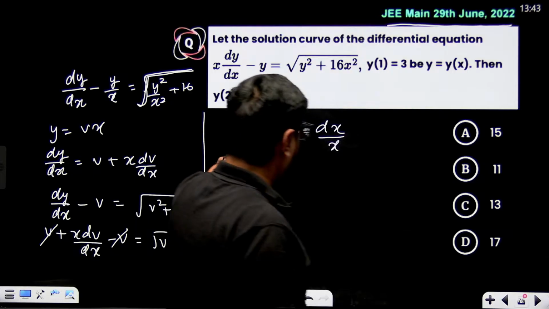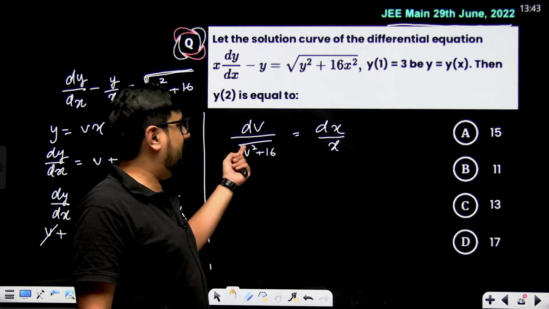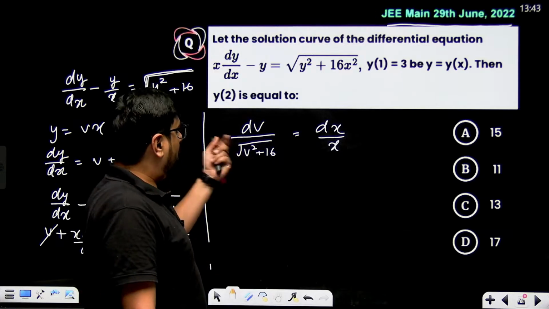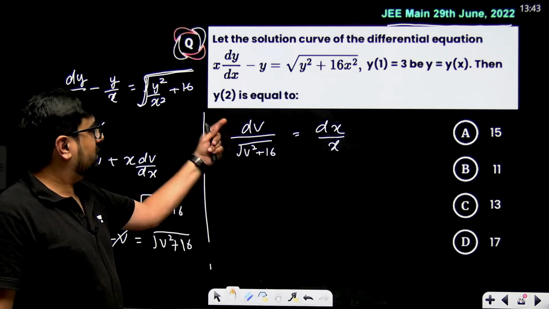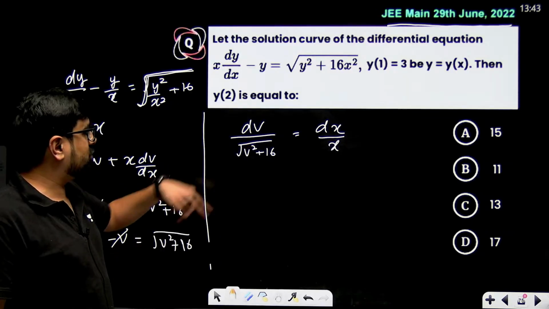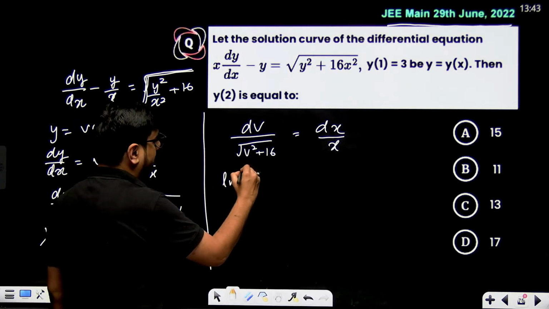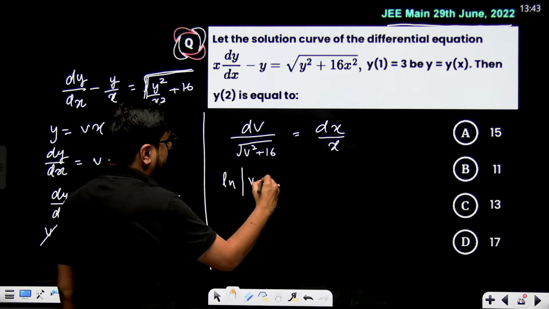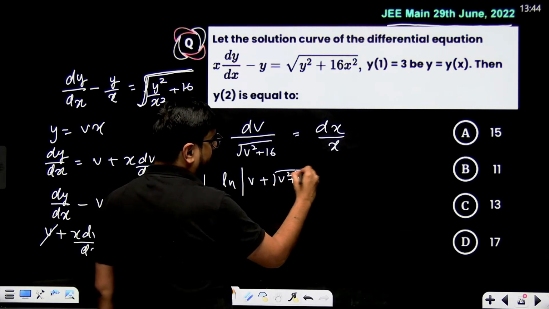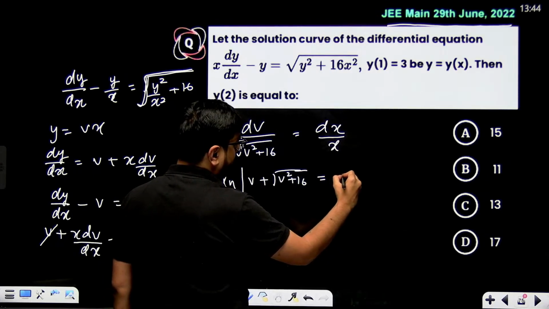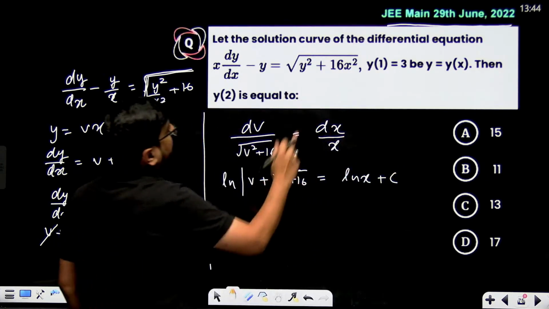This will become 1 by square root of a square plus b square, so ln of a plus this thing, right? So it will be ln of v plus square root of v square plus 16. This side, equal to ln of x plus c. And then there are some other things.